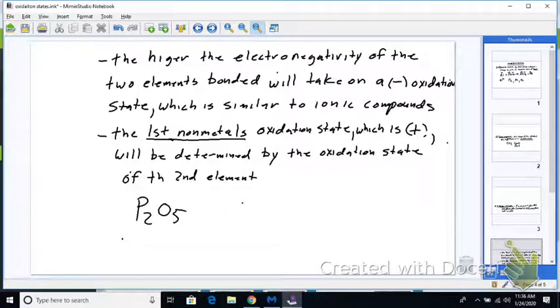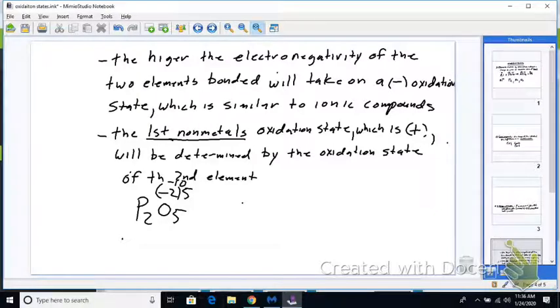The higher electronegativity of the 2 elements bonded will take on a negative oxidation state, similar to ionic compounds. So P and O, which one's a higher electronegativity? You look on your periodic table, it's in front of you, and you look on the back, and you find that oxygen is a 3.44. You look at phosphorus, and phosphorus is a 2.19. You go, oh, oxygen has a higher electronegativity, so what's its value? -2. Which makes it a -10 total.